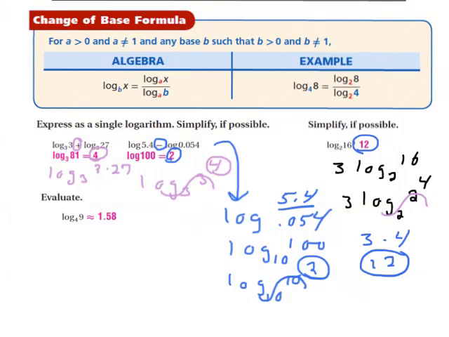For the very last question, all you're going to do is use the change of base formula, and you're going to just plug it into your calculator. So for this one here, we're going to change it to base 10. So log base 10 of 9 divided by log base 10 of 4. And you just enter that into your calculator, and that is how you will get that answer.